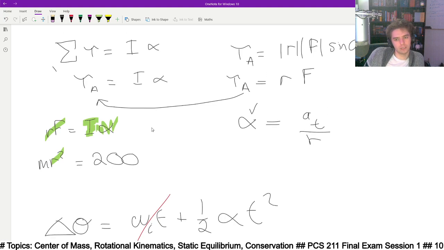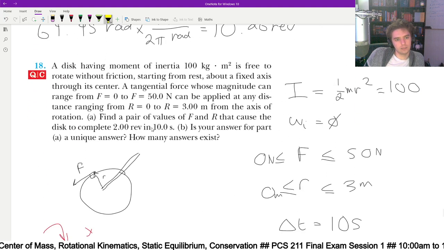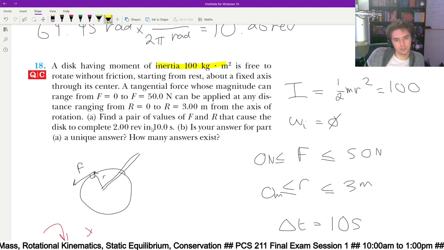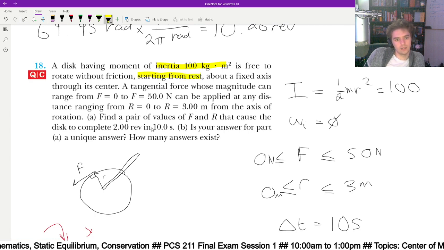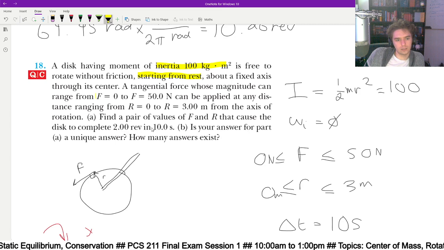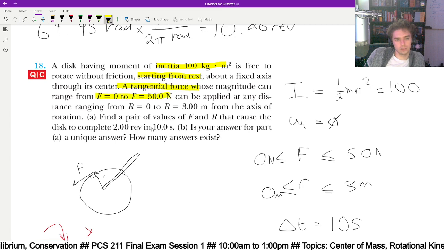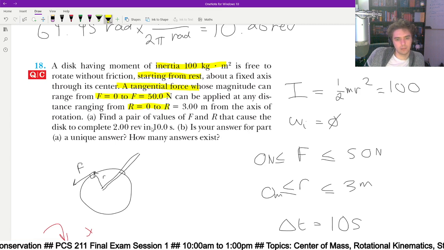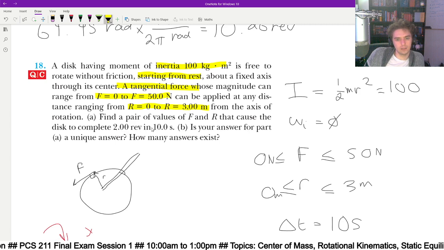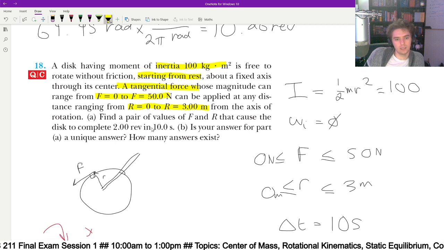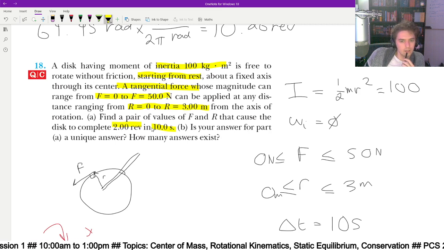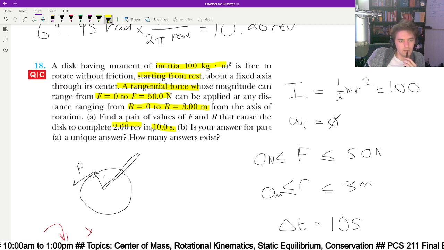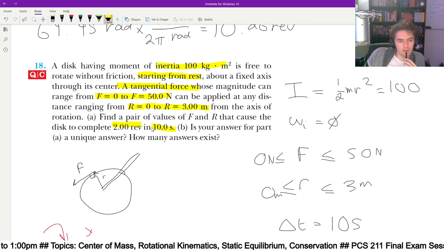It's not like we know that. If we knew that piece of information, okay, let's look at what the pieces of information are here. A disk having moment of inertia of that. Free to rotate, starting from rest. Tangential force whose magnitude can range from that. So tangential force can be applied at any distance from that to that from the axis of rotation. Find a pair of values that cause the disk to complete that many revolutions in that many seconds. Wait, isn't tangential force m times at? Like MAT?